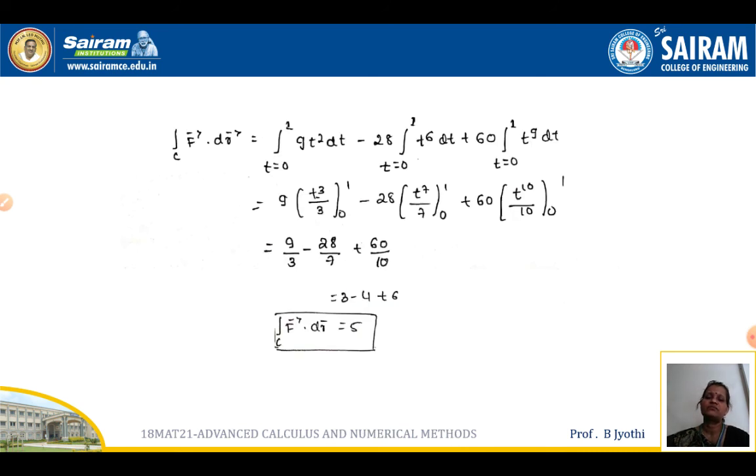So t is varying from 0 to 1, so 9t square dt, and here it is t power 6 dt, and here it is t power 9 dt. So on simplification, and then substituting the value of t from 0 to 1, anyway 0 does not matter. So it is 9 by 3 for the first one, the second one is 28 by 7, the third one is 60 by 10. 9 by 3 is 3, and 28 by 7 is 4, and 60 by 10 is 6. So it is 9 minus 4, that is 5. So the final answer for this is 5.